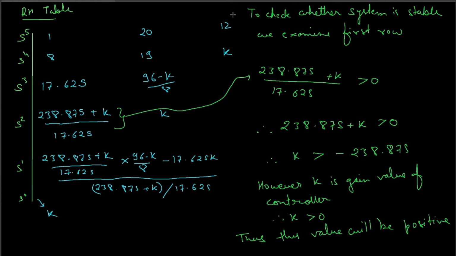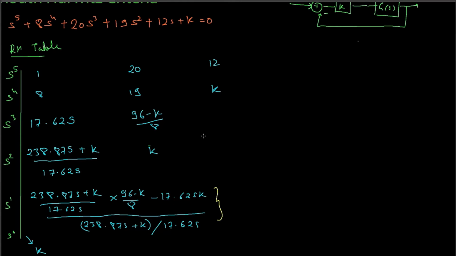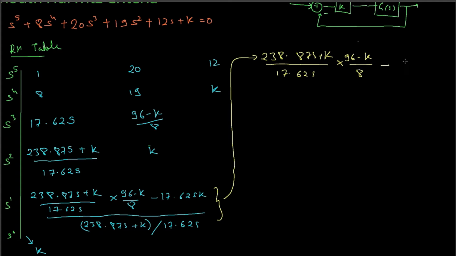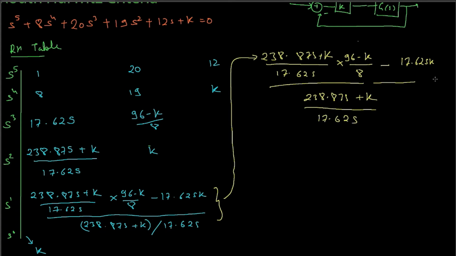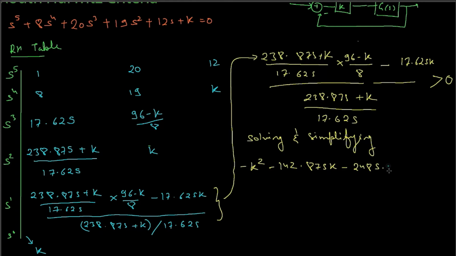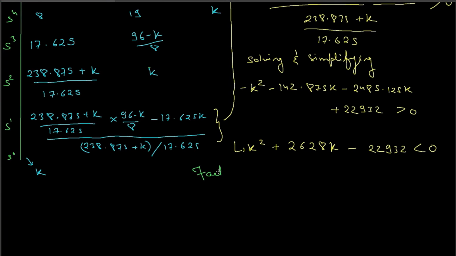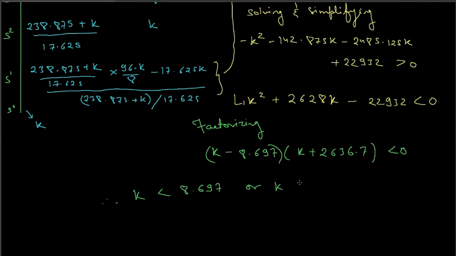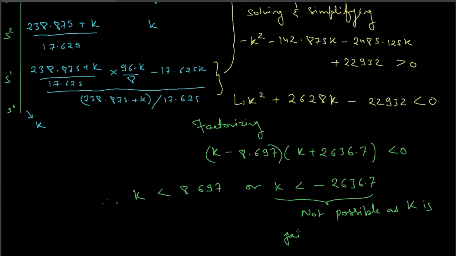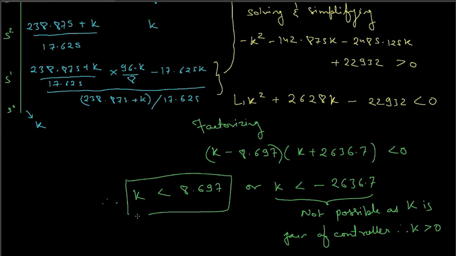Now let's take the second element. Using the RH criteria, all the elements in the first column should be greater than 0. So for this system to be stable, even this term should be greater than 0. We will solve and simplify this, and we will get a quadratic equation. On factorizing this, we see that there are two roots. One is a positive root, that is 8.697, and the second is a negative root, minus 2636.7. Since k is a gain value and greater than 0, this second condition will not apply to our system. Hence we will be using only the first condition, that is k should be smaller than 8.697.